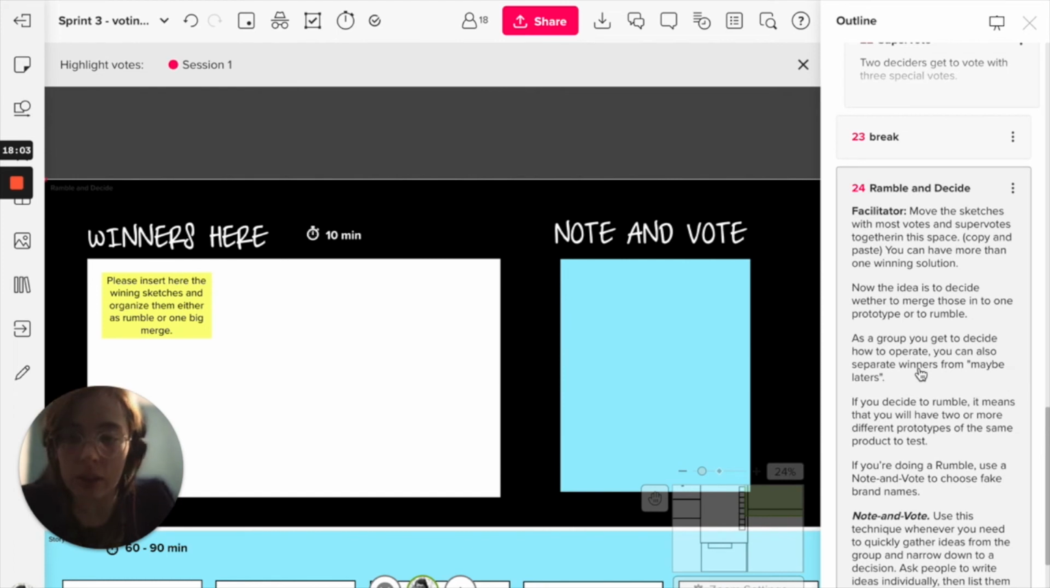So here, the facilitator needs to copy the sketches or the ideas that got most of the votes, those that, let's say, had most of the blue dots and the super votes together, and you get to put them here in the space. So you can have potentially more than one sketch, or at least two or three independent parts of one or two sketches. So you get to put them here.